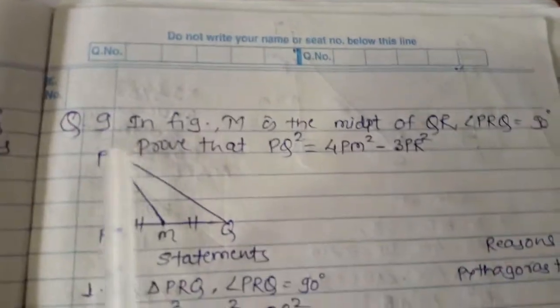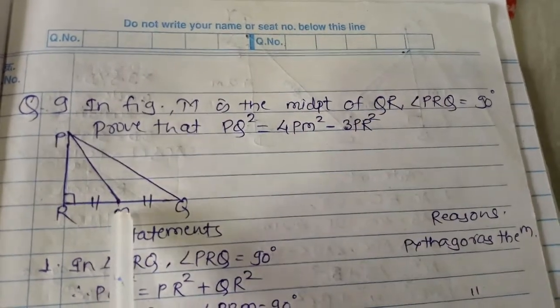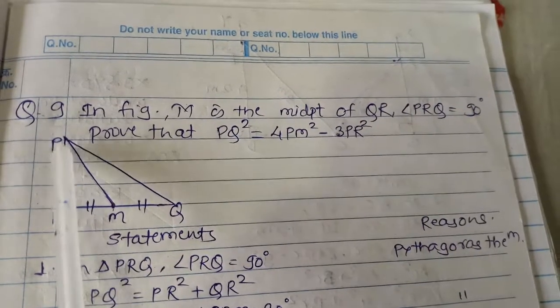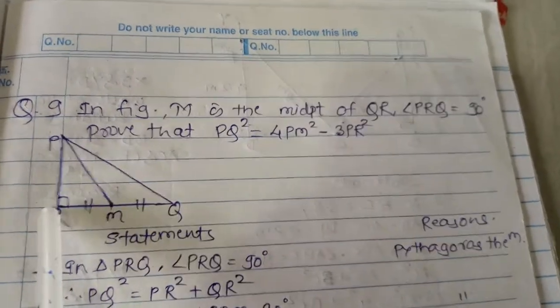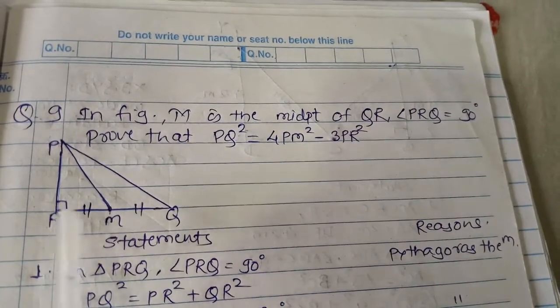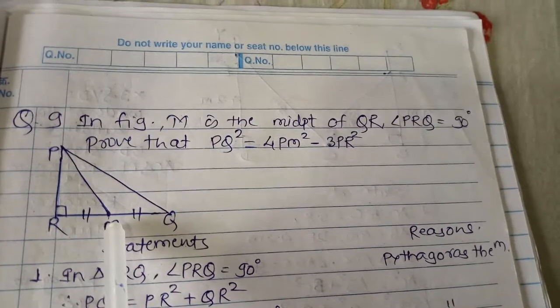Now see the question number 9. In the figure, M is the midpoint of QR. Angle PRQ is 90 degree, and we have to prove that PQ square is equal to 4PM square minus 3PR square.